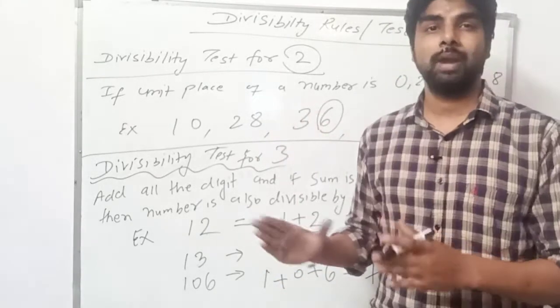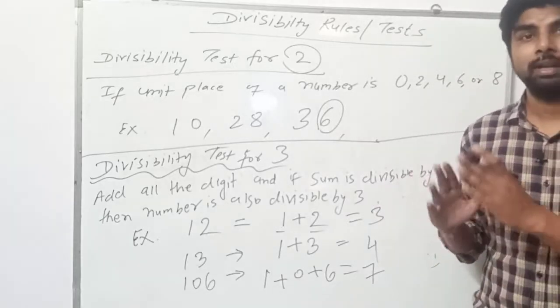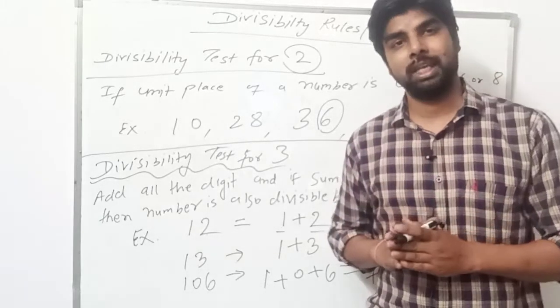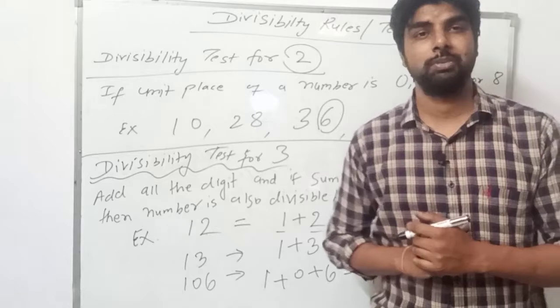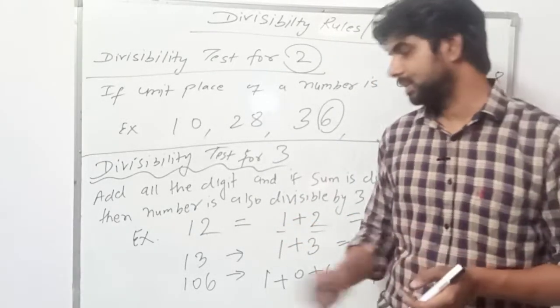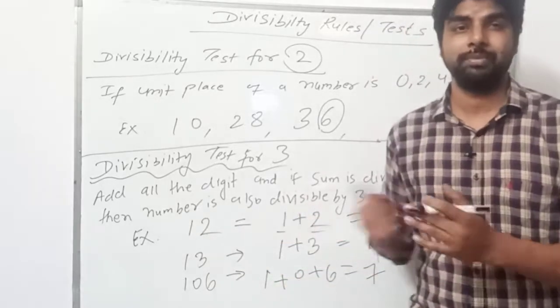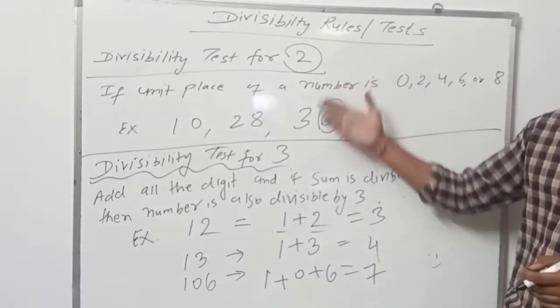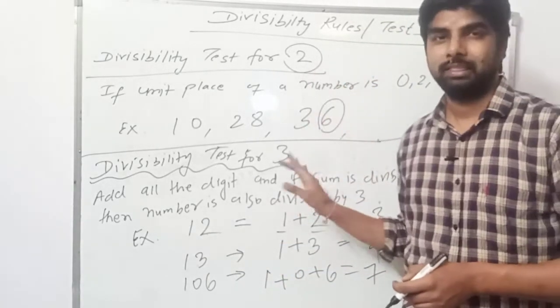Okay. You only have to add all the digits of the number, and if that sum is divisible by 3, that means the whole number is divisible by 3. And if that sum is not divisible by 3, that means the whole number is also not divisible by 3. So that is the divisibility rule for 2 and 3.